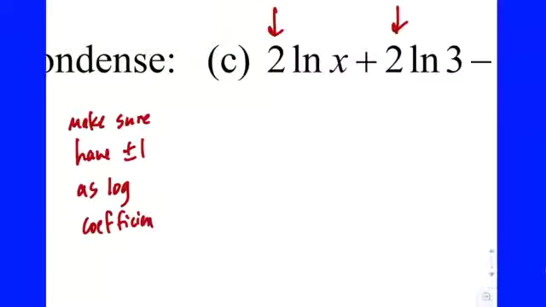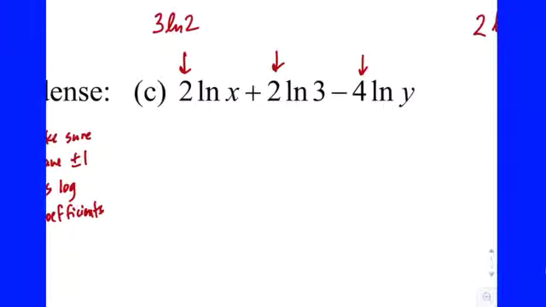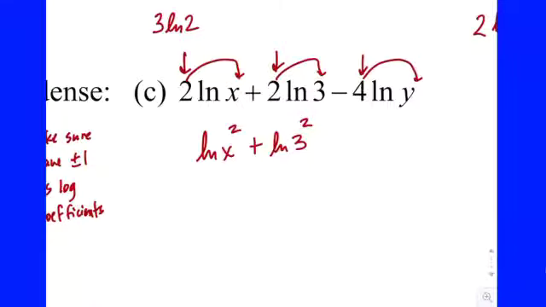All right, so that's what we're going to look for first. Well, I've got a 2 and a 4. The negative is fine. We'll leave it as the negative. So the first step is bring that 2 up on that x, bring that 2 up on that 3, and bring that 4 up on that y. And that's going to be the natural log of x squared plus the natural log of 3 squared, and we'll leave the minus there, minus the natural log of y to the 4th.